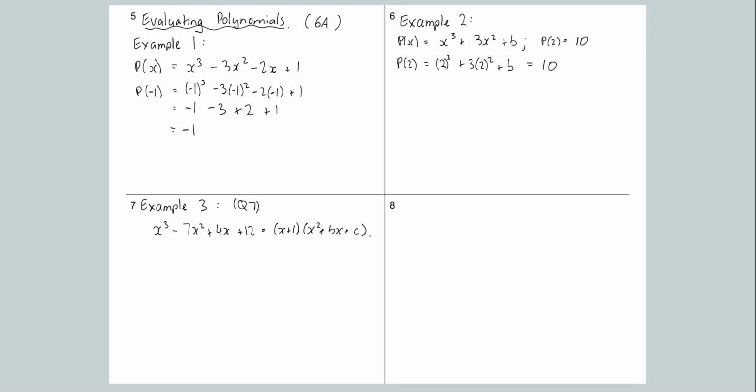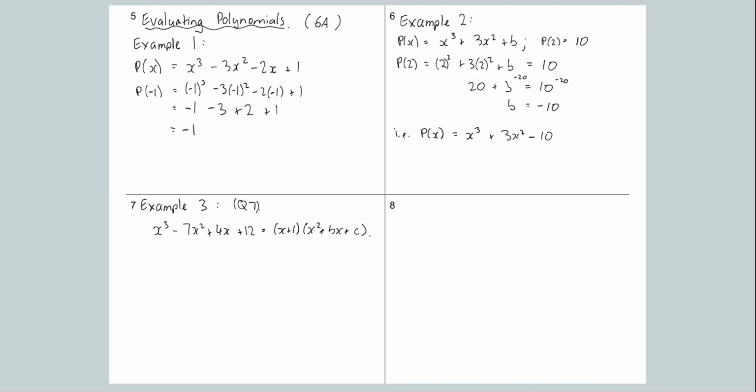2 cubed is 8. 2 squared is 4 times 3 is 12. So I've got 12 here plus 8. So I've got 20 plus b is equal to 10. And now I'm going to take away 20 from both sides, like so, to leave me with b is equal to negative 10. Okay, putting it all together, i.e. p of x is equal to x cubed plus 3x squared minus 10. There you go.